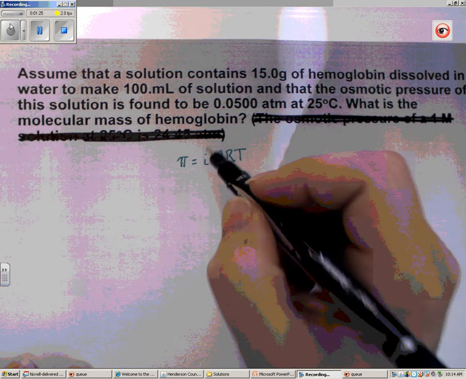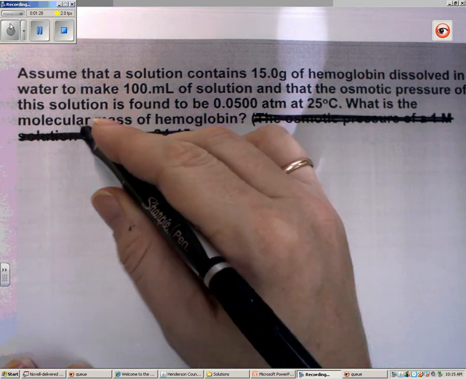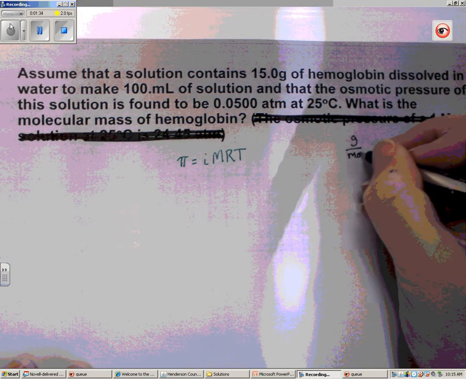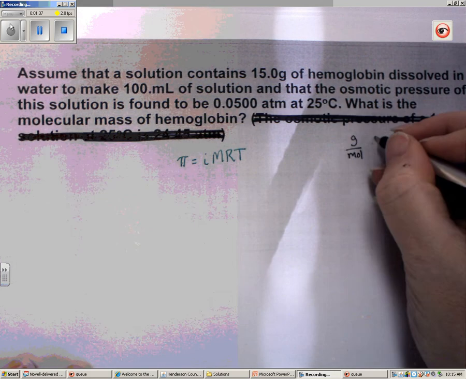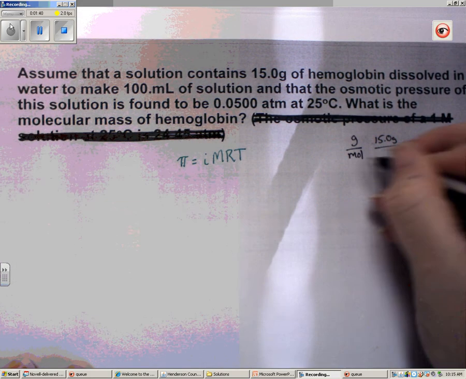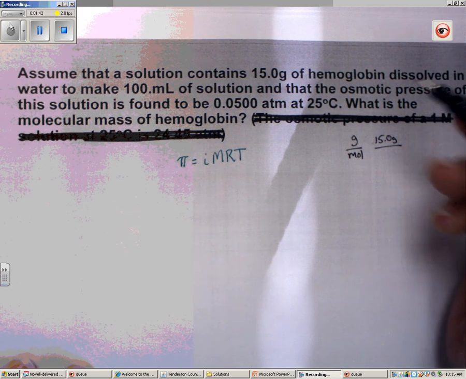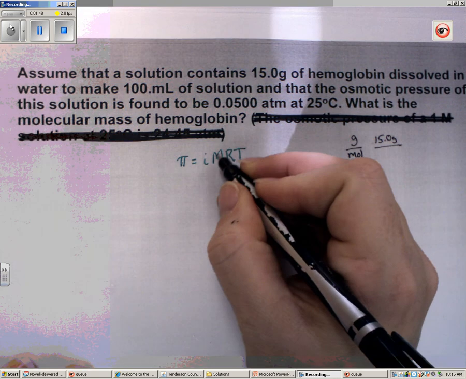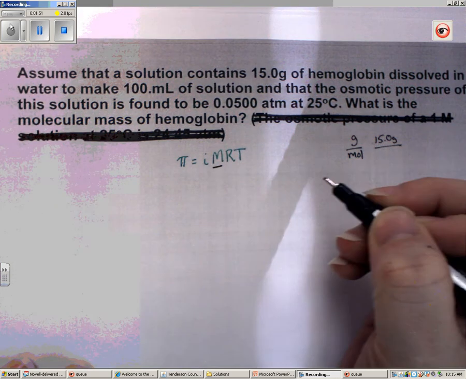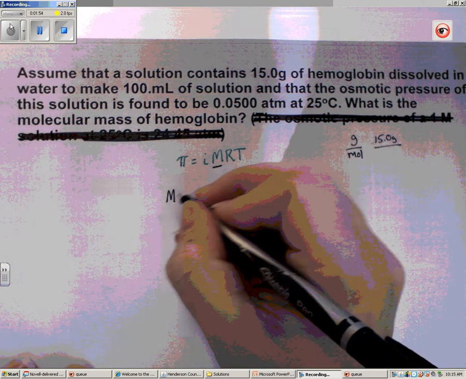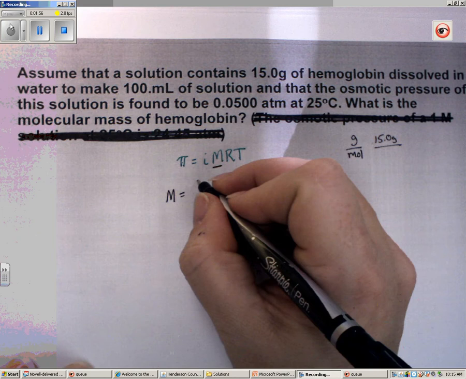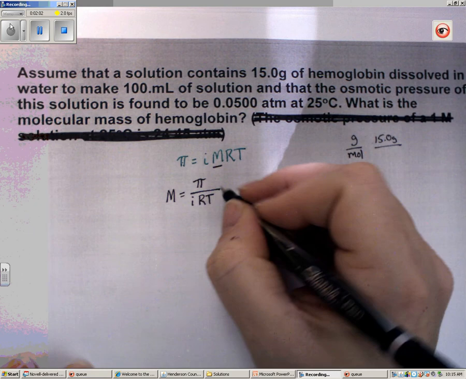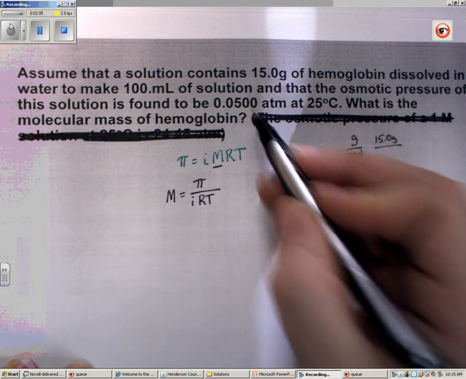To get this, we always need to know what we're looking for. Molecular mass. That is your molar mass, and it is in grams per mole. Well, they tell us how many grams we have. So what we're looking for here is the moles of the hemoglobin. In order to find moles, the only thing we have here that has moles in it is molarity. So that's what we're going to solve for. Molarity, or our concentration, is going to be equal to the osmotic pressure divided by IRT.